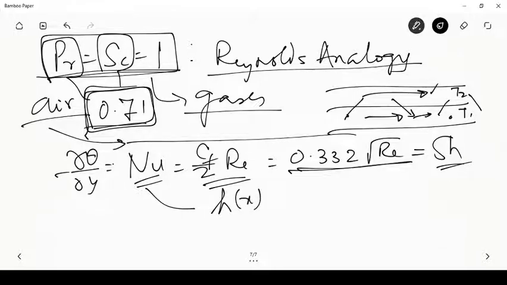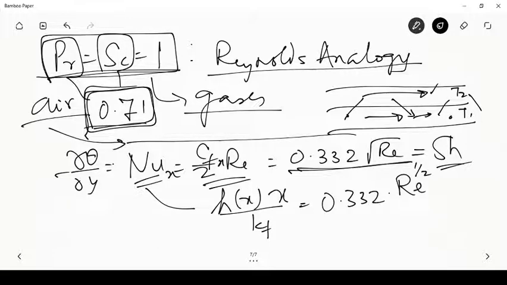Okay, so this is Cf at the same x. This is Nu x, which is the h at any x, multiplied by x divided by Kf, and this is given by 0.332 into Re to the power of half. Okay, and what is this Re itself? The Re itself is rho u infinity x divided by mu.